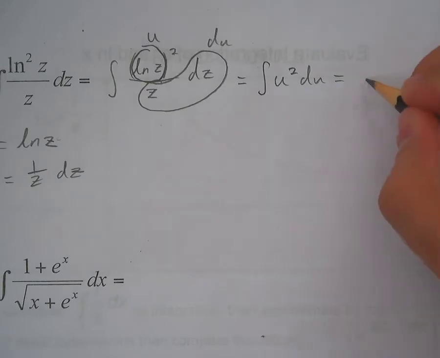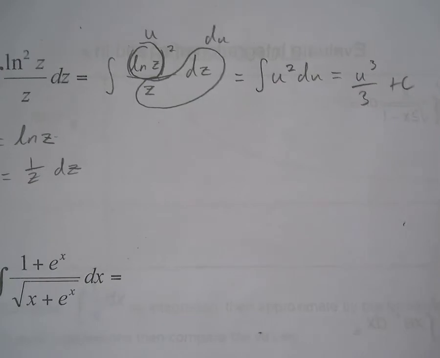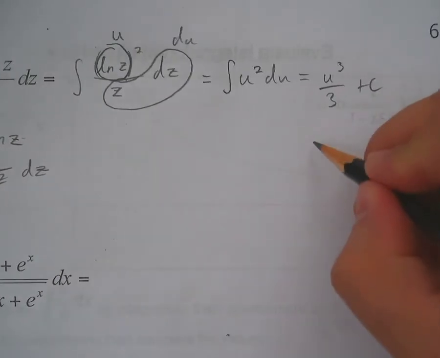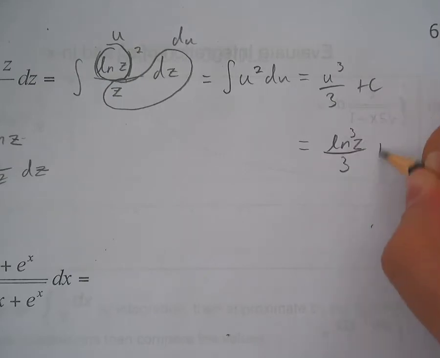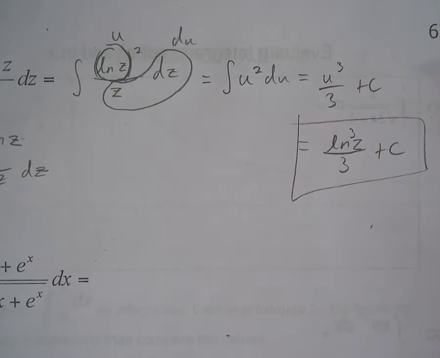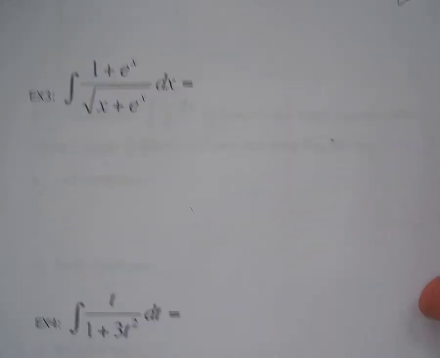That one's easy to do. U to the third over 3 plus c, which is the natural log of z cubed over 3 plus c. It's not too bad, is it? Once you get the idea of u substitution down, it's pretty much just applying it to different situations. That's the practice from that point on.